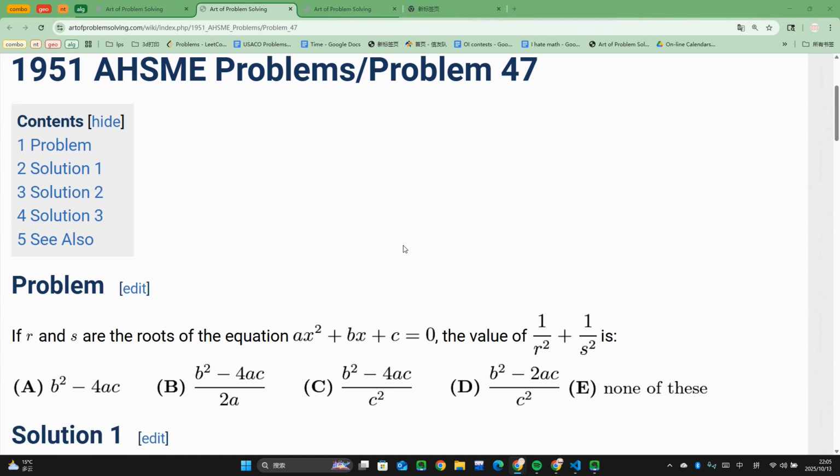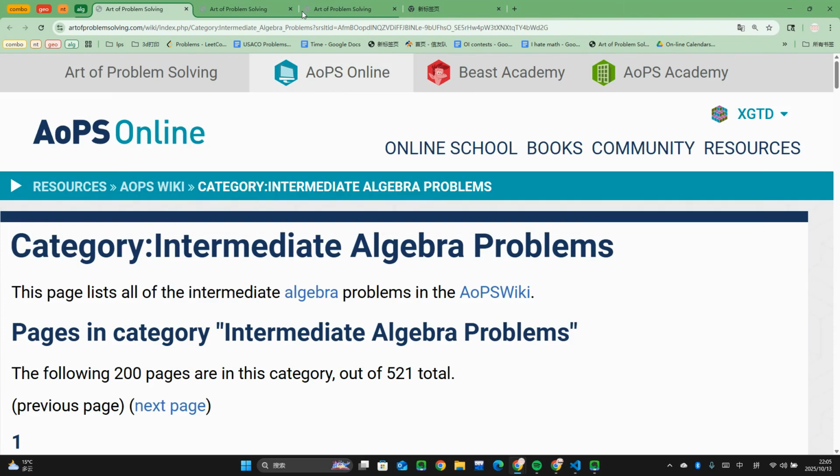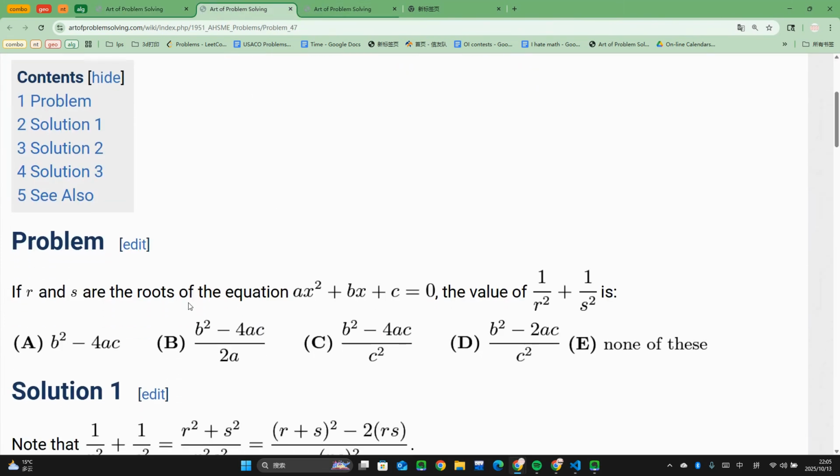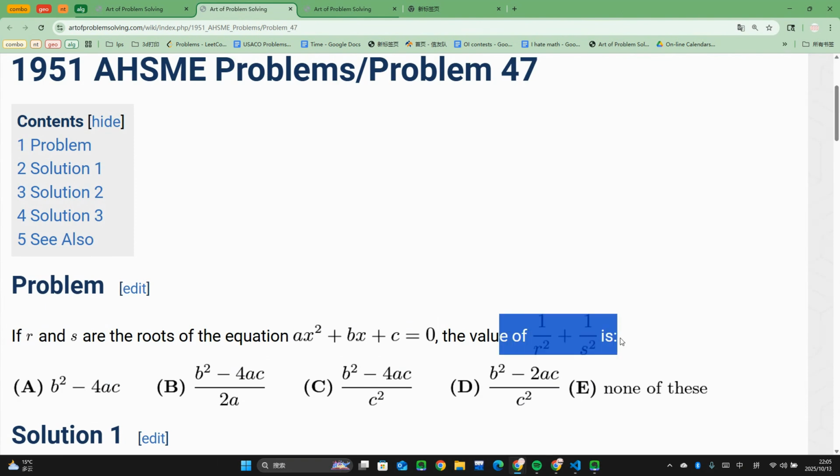So yeah, anyways, this is the first problem in all of AoPS intermediate algebra. We're looking at a quadratic equation, and we're trying to find the sum of the reciprocals of the squares of the roots, and express it in terms of the coefficients. So let's take a look at what this is.